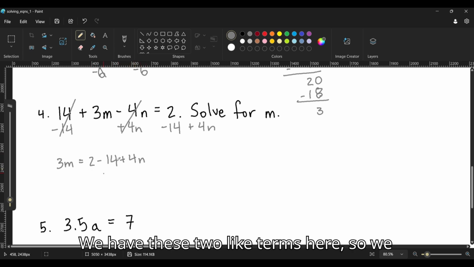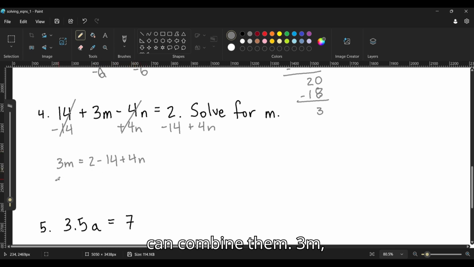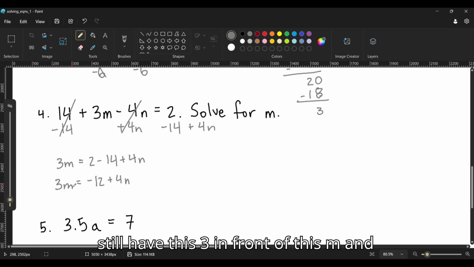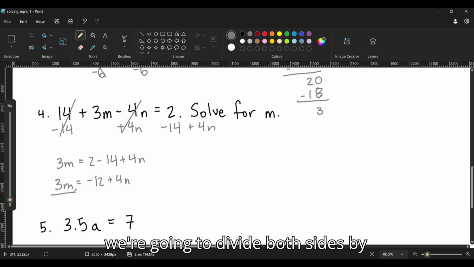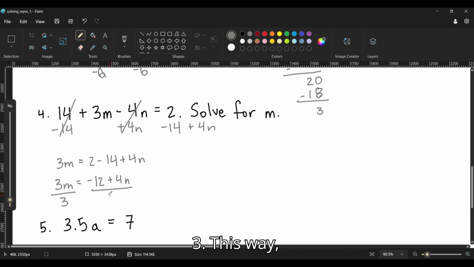We have these two like terms here, so we can combine them. 3m, 2 minus 14 is -12, plus 4n. Now we still have this 3 in front of this m, and we need to get rid of it. The 3 is attached to the m by multiplication, so we're going to divide both sides by 3. This way, 3 divided by 3 is 1. We are left with m equals -12 plus 4n over 3.